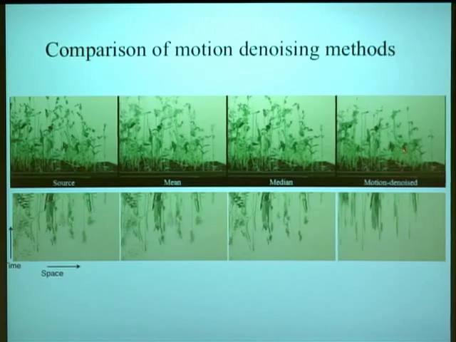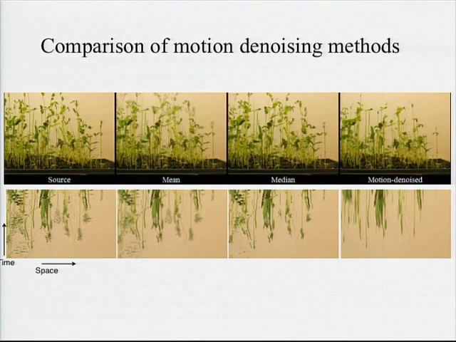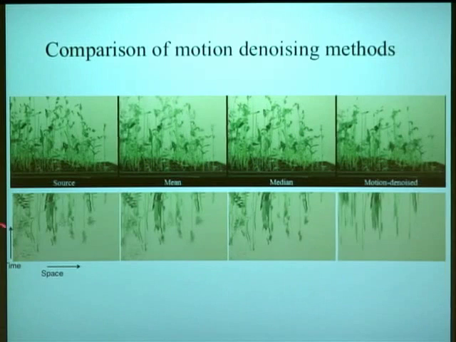Here on the bottom, we show a space-time drawing of this, so you can see better what's going on. Here's one scan line displayed over multiple times. In the original, it just wiggles back and forth, as we saw in the original video. The mean and median are blurred out somewhat, and here's the motion denoised.